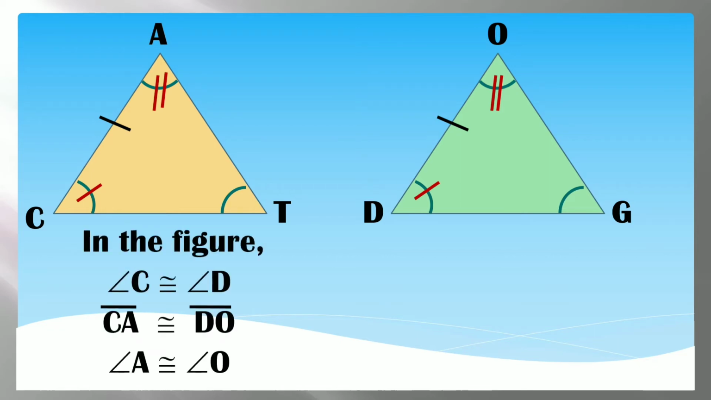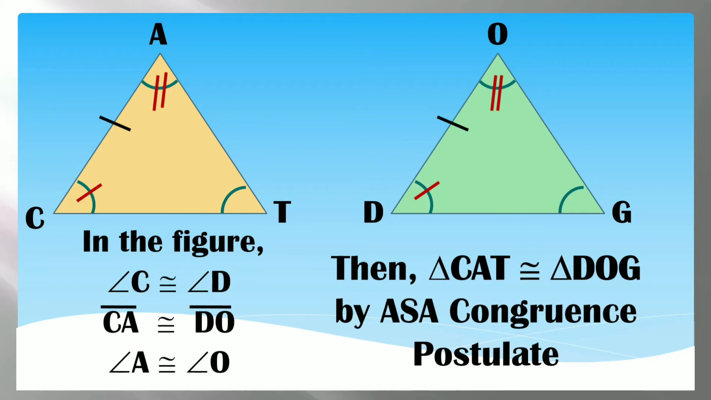So, in the figure, angle C is congruent to angle D. So, meron naman tayong markings na makikita. Segment CA is congruent to segment DO. And angle A is congruent to angle O. So, meron tayong dalawang angles na congruent sa dalawang triangle na to at isang included side na congruent sa kanilang dalawa. So triangle CAT is congruent to triangle DOG. So, by ASA congruence postulate. So, angle, side, angle.